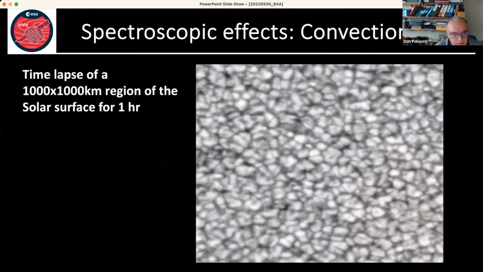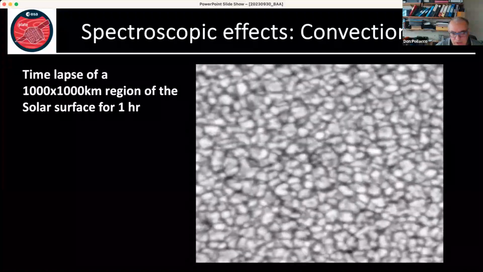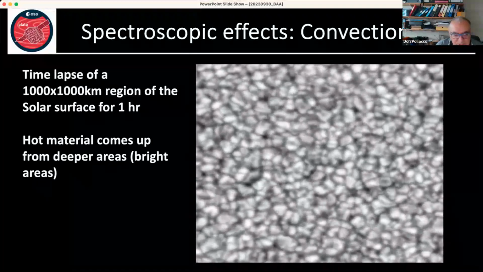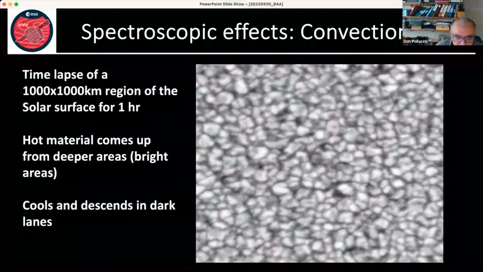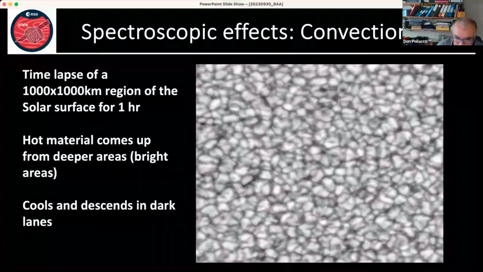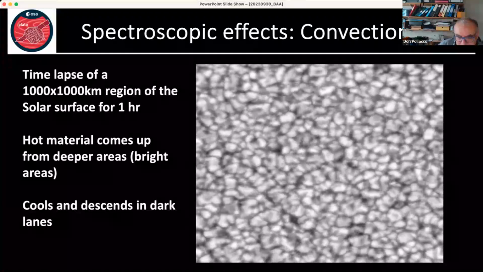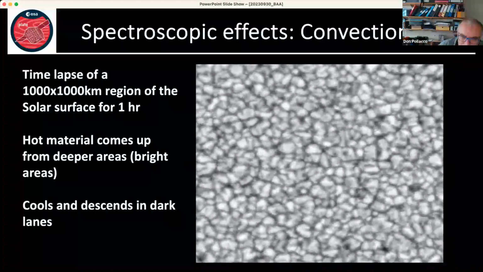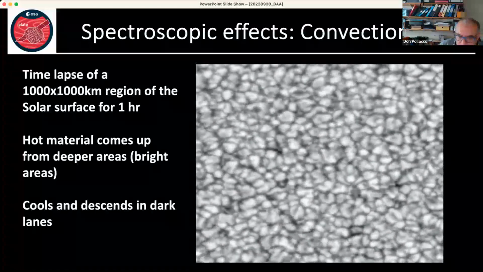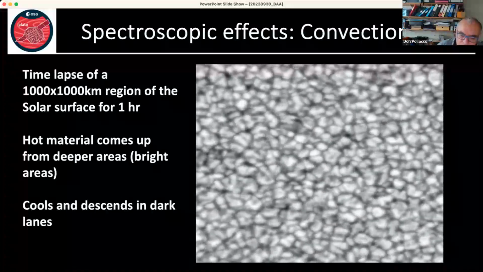Here's a 1 by 1K region of the Sun for an hour, and you can see these granules growing and then disappearing. These are convective cells, and material comes up in the white bits, and then it cools and goes back down to deeper levels in the black bits. The dark lines are the intergranule lanes, regions of material descending, and the white areas are regions of hot material coming to the surface.